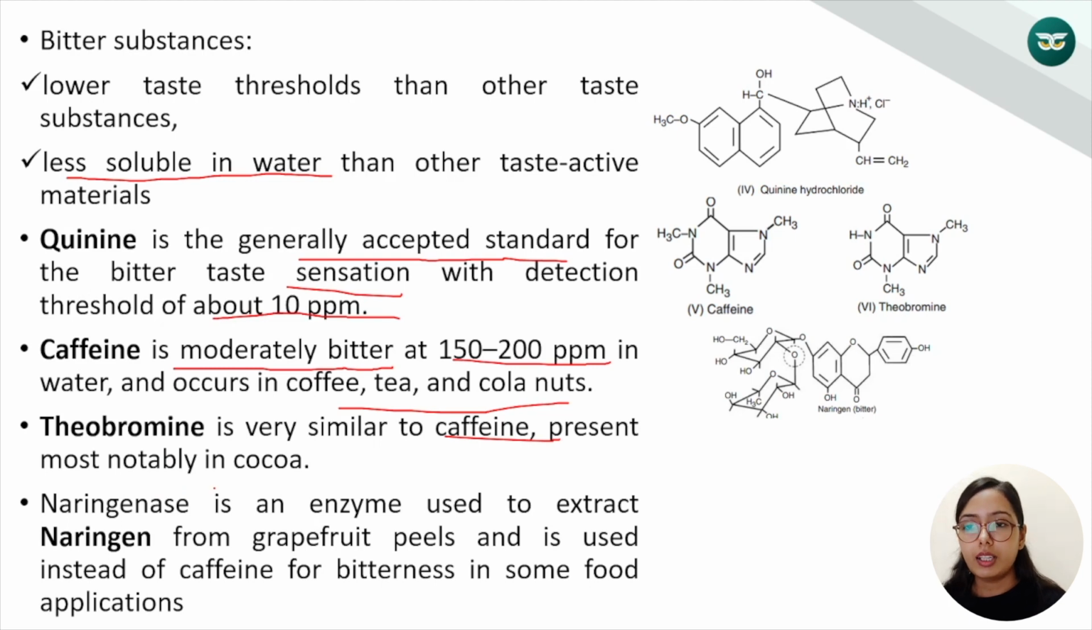Then there is another plant-based bitter substance, naringin, which is produced from grapefruit peels, and the enzyme used for the extraction of this bitter substance is called naringinase. For those people who prefer a slightly lesser bitter taste, naringin is used in place of caffeine to alter the bitterness in some food applications. So these are the major bitter substances used in the food industry, with quinine being the standard for bitter substances.